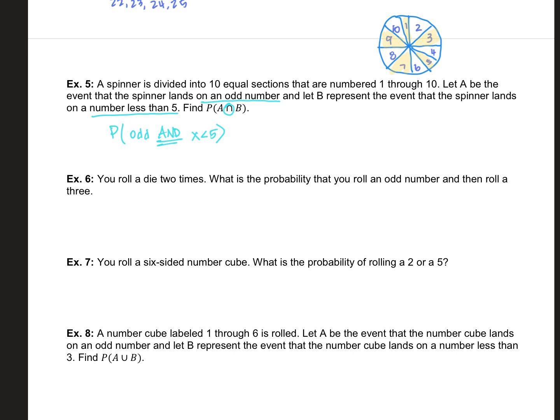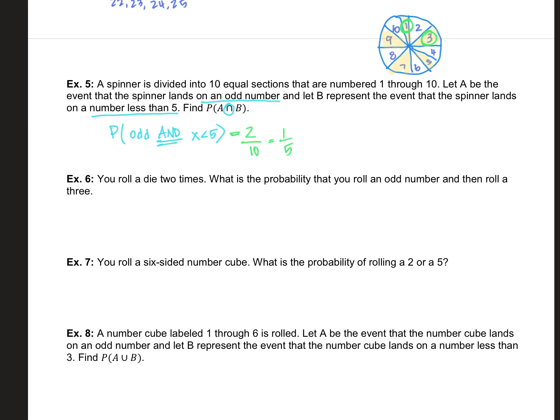But I'm also asking that my spinner lands on a value that is less than 5. So out of these odds, I'm going to go back and only circle the values that are less than 5. So 1 and 3. Now I'm going to use these values to set up my proportion. The chance of landing on a number that is not only odd but also less than 5 are only the two that I circled in green. My total is the number of spaces on my spinner, so 10. If I reduce this proportion down, I get 1/5.